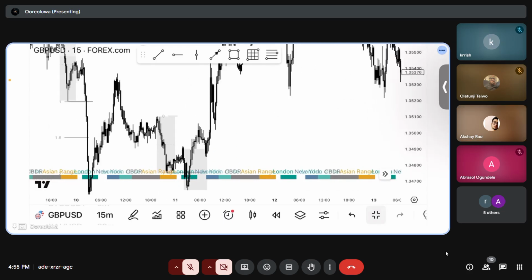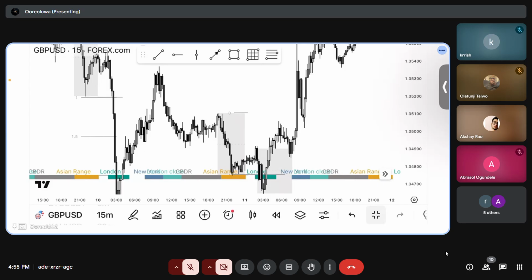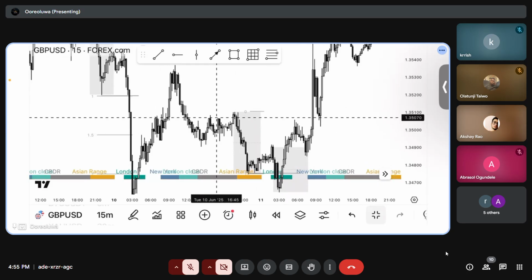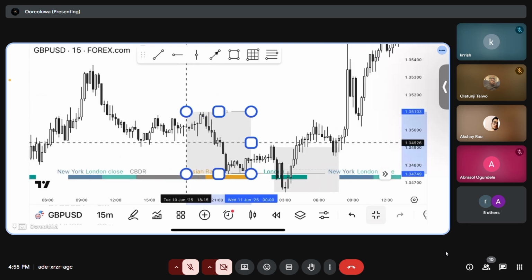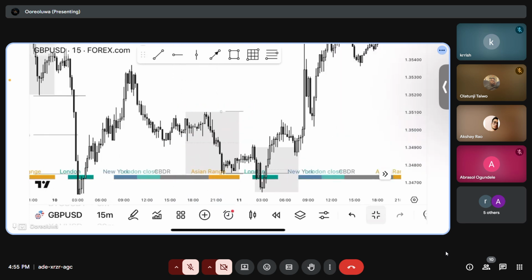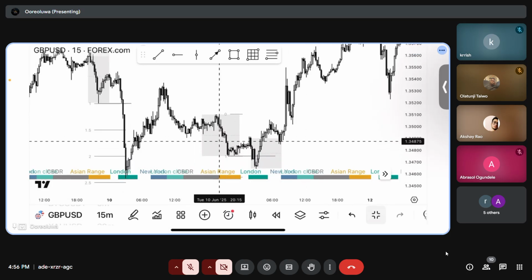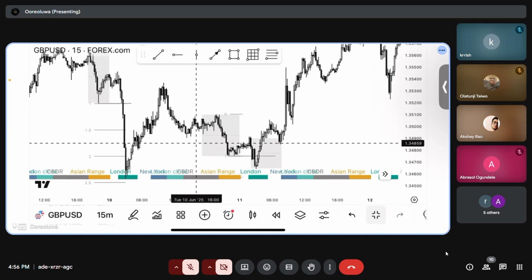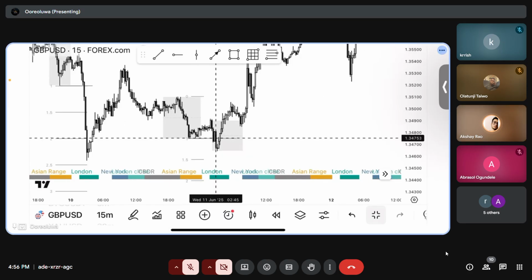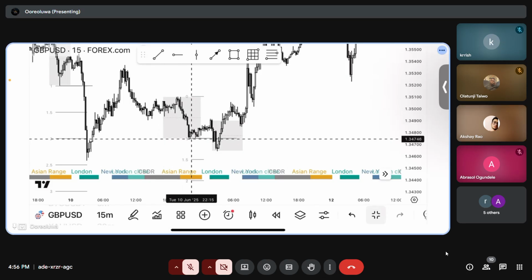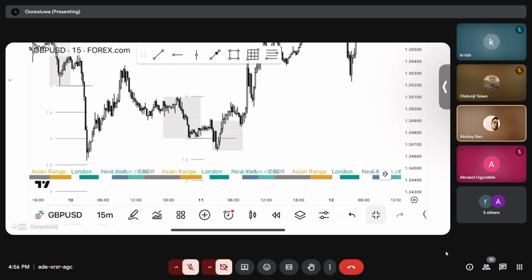Can we use CBDR for standard deviation instead? Yes, you can also mark it too, but you must mark it from 17. So it must be from 17. You can mark it like this, not from 16, from 17. CBDR is 16 to 8, but I prefer to mark from 17.